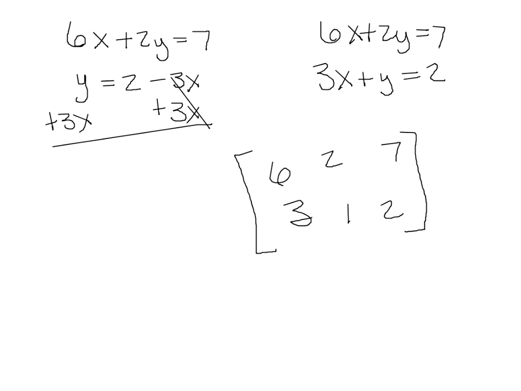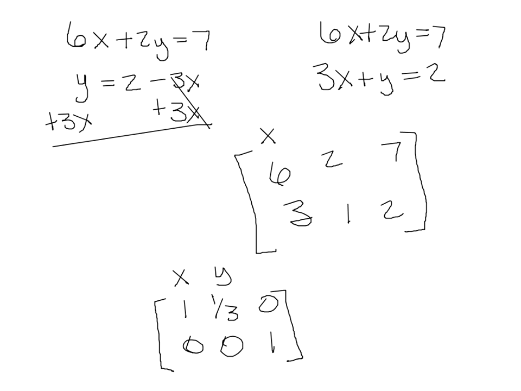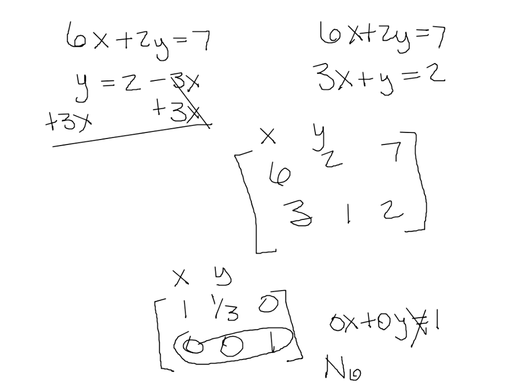So we do RREF on that, and we get 1, 1/3, 0, 0, 0, 1. So what this says is that, remember this is the x column and the y column. For this bottom row, that says that 0x plus 0y equals 1, which is just not true. So this system has no solution.